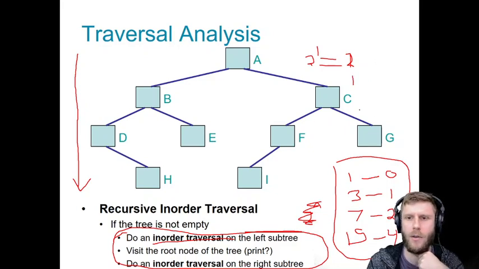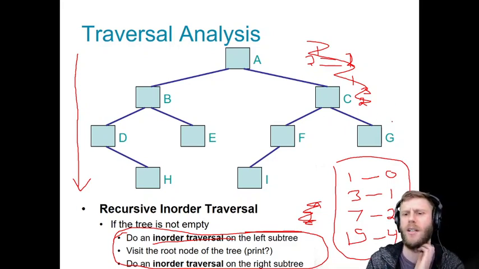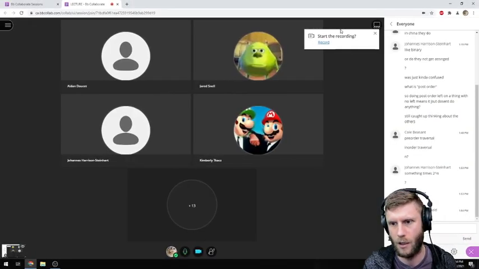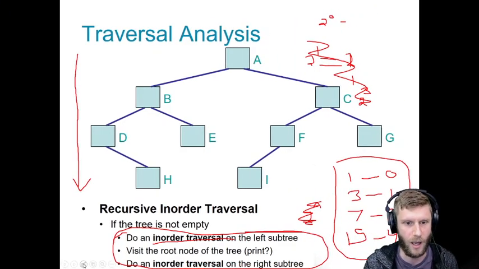Okay, so if we do 2 to the 3, well, that's 8. Maybe, what if we flipped what you were suggesting? So what if we did 2 to the 0? Oh, what do we see here? 2 to the n minus 1 minus 1? All right, well, let's try that. 2 to the n minus 1.